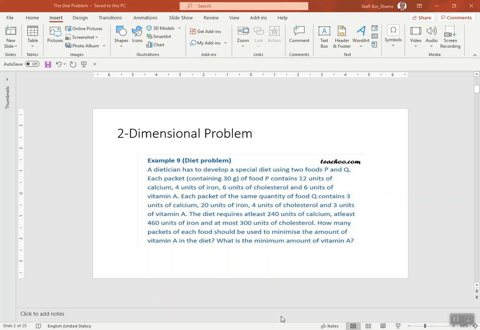Hello, this is to show you how to solve the diet problem of two variables using the Excel solver.